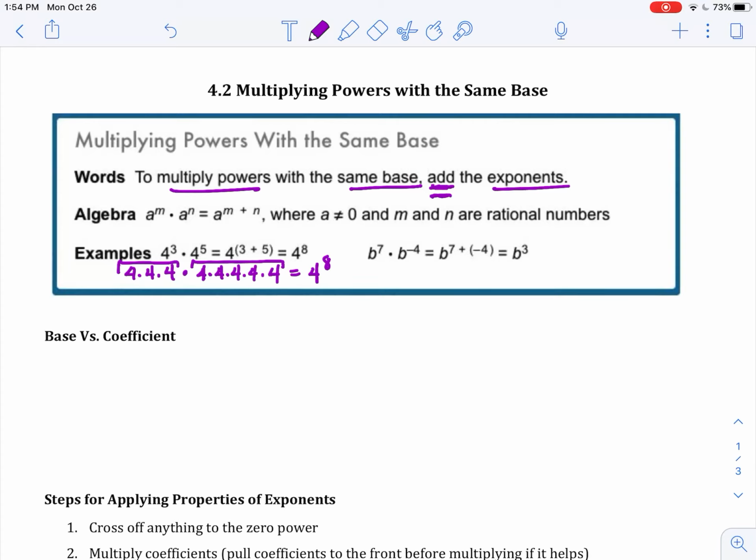Don't forget it works the same way with variables. And I know some of you were confused in section 4.1 with the variables, but variables are really just numbers eventually, but we don't know what number they're going to be, so we leave them as a variable. So if we say b to the 7th times b to the negative 4th, that b is considered the base, just like in the first example, the 4 was considered the base. Since we have the same base twice, we can add up the exponents. So you would add up the 7 and the negative 4, and you would get b to the third.